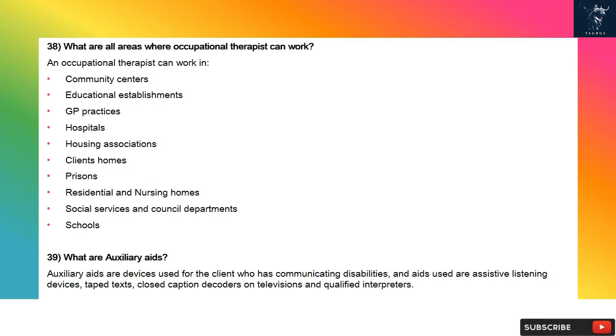38. What are all the areas where occupational therapists can work? An occupational therapist can work in community centers, educational establishments, GP practices, hospitals, housing associations, clients' homes, prisons, residential and nursing homes, social services and council departments, schools.